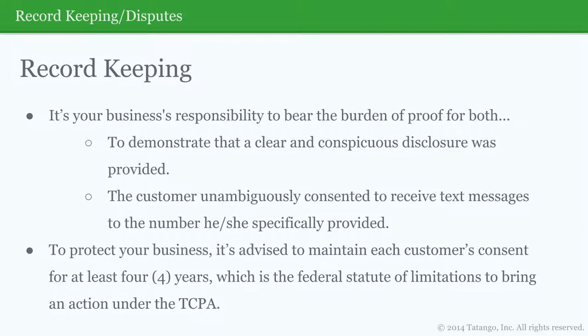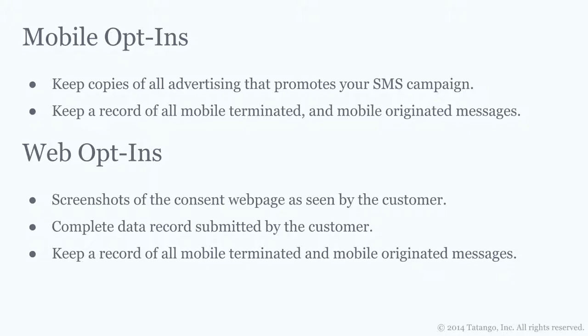So to protect your business, it's advised to maintain each customer's consent for at least 4 years, which is the federal statute of limitations to bring an action under the Telephone Consumer Protection Act. So keep things for 4 years. What does that mean, though? Like, how do I keep things? Okay, so for a mobile opt-in, you really only need to keep how they opted in. For a mobile opt-in, that means they saw a billboard and it said text pizza to 33733 and they wanted to opt in.